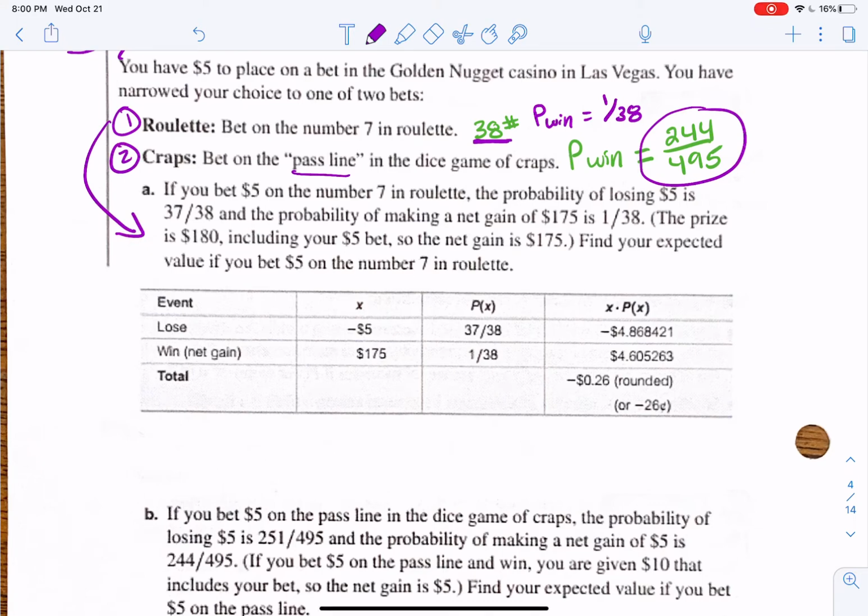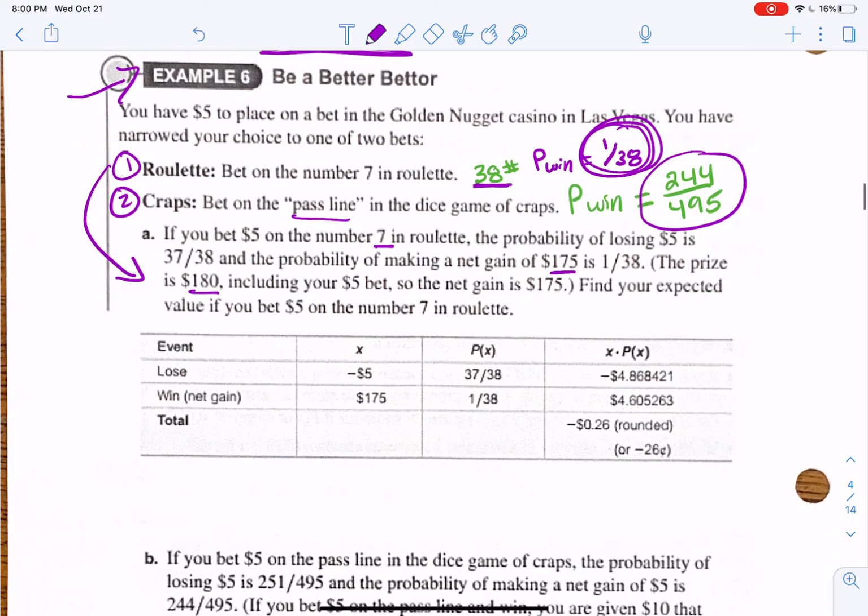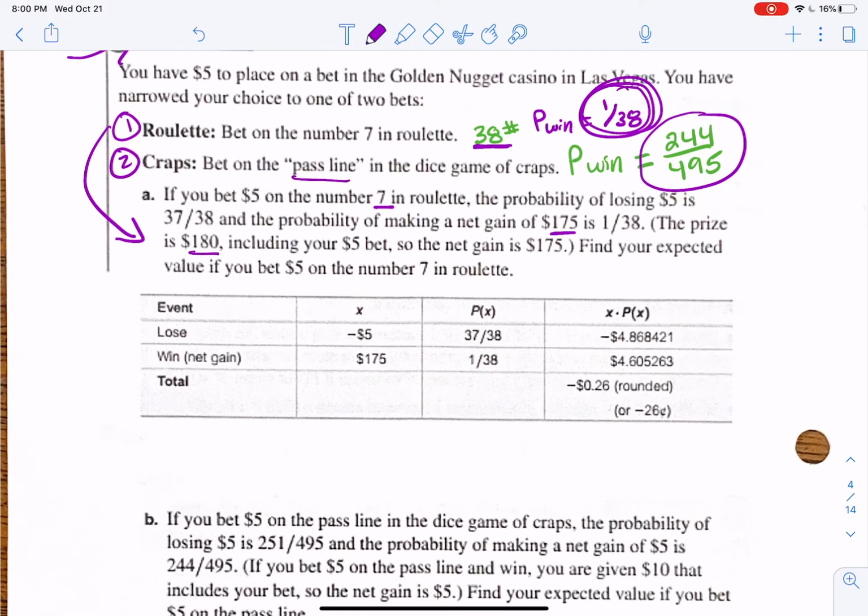So if you bet $5 on the number 7 in roulette, the probability of losing $5 is 37 out of 38. The probability of winning is 1 out of 38. So 37 out of 38 are my chances of losing. And the probability of making a net gain of $175 is 1 out of 38. The prize is $180. I don't know if they told us that. Including your $5 bet, so the net gain is $175. So I'm going to make $175.